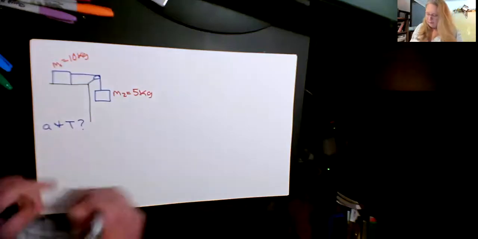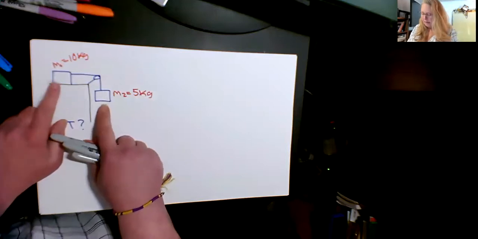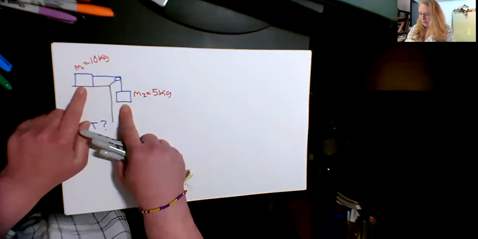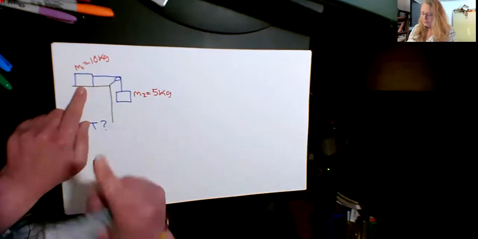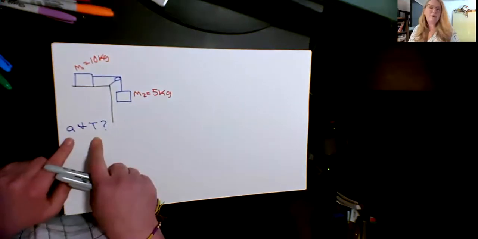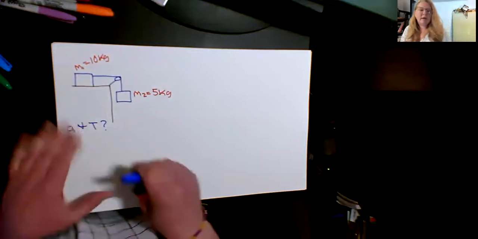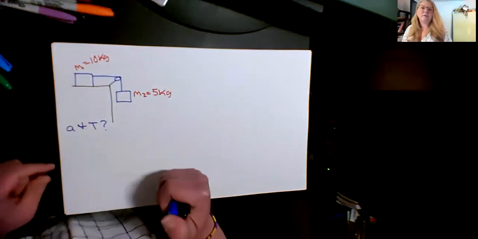In this example, we're still on a frictionless surface. I have two boxes. One is sitting on the table and another is hanging over the edge. And the first thing it says is, what's the acceleration and what's the tension? So what I get from a lot of students at this point is you look at this and you're like, which direction is it going to accelerate?